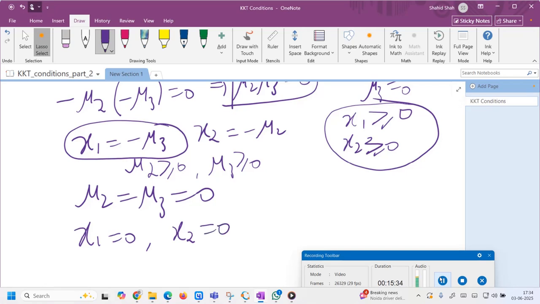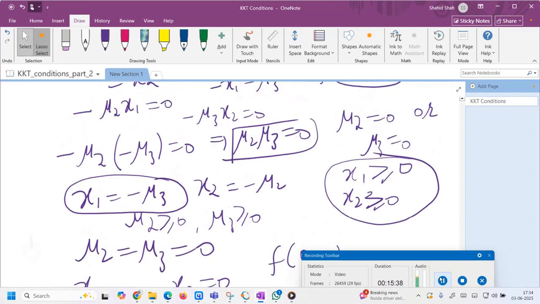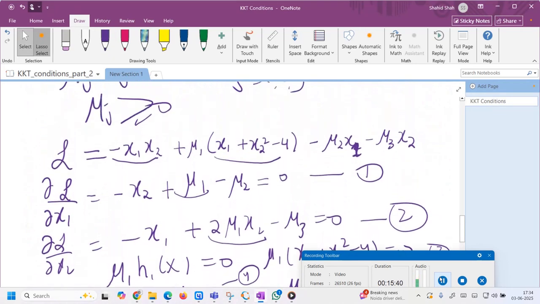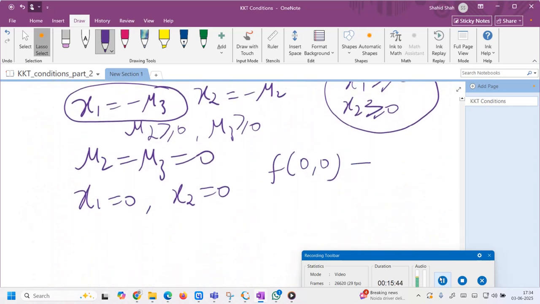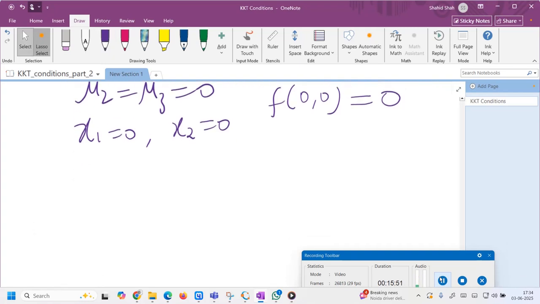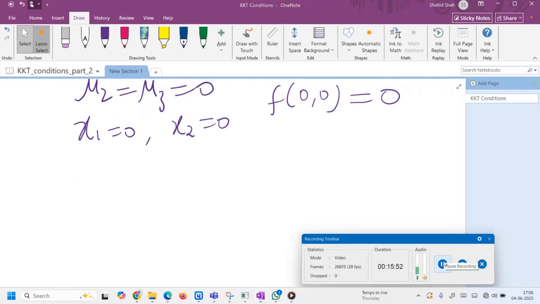But this is not the optimal solution. So what is f of 0, 0? What is the value of the function at 0, 0? You know that the function is x1 x2, so f of 0, 0 is 0. And clearly we will see that it is not the minimum value of the function. Now let's look at other possibilities. Now let's move to case 2.